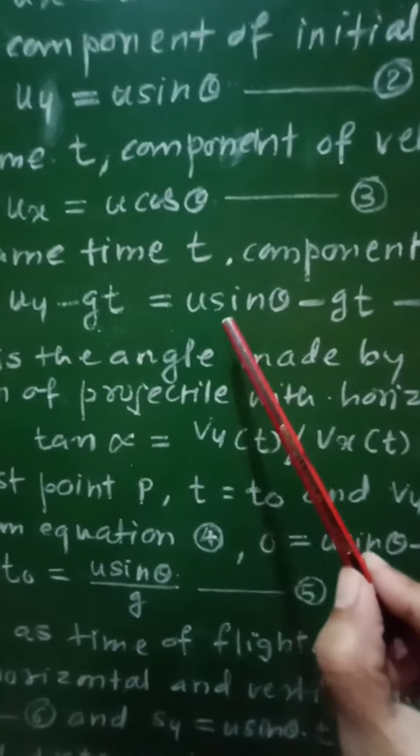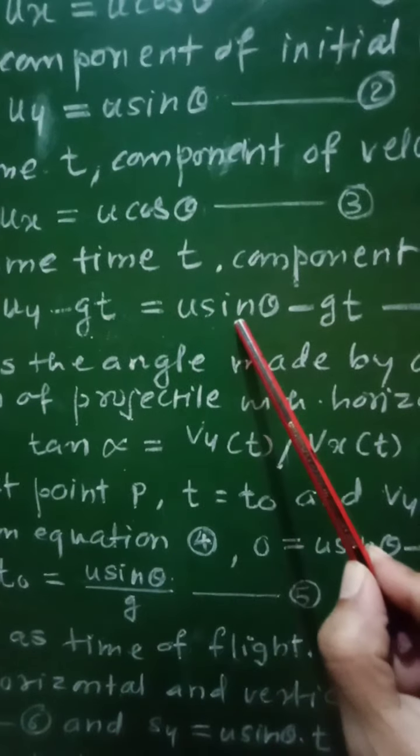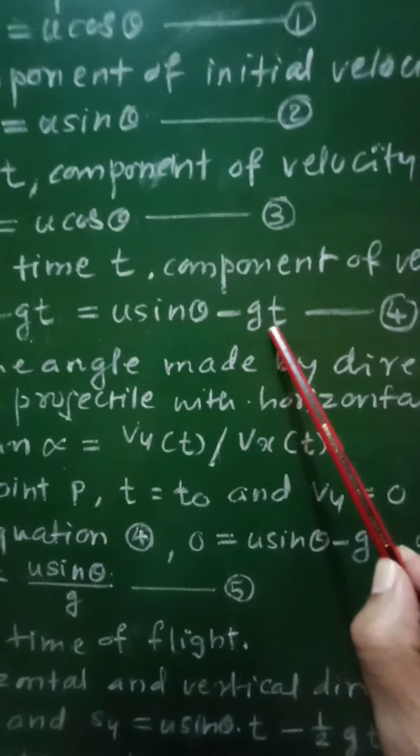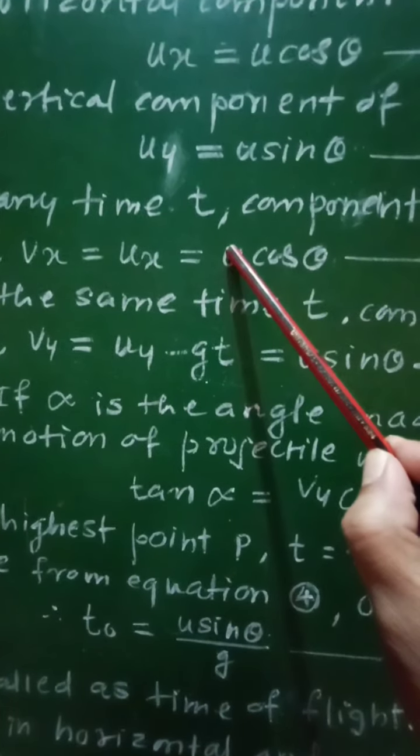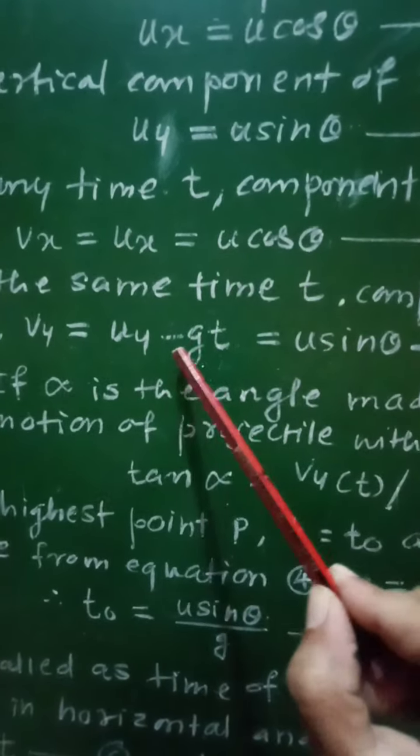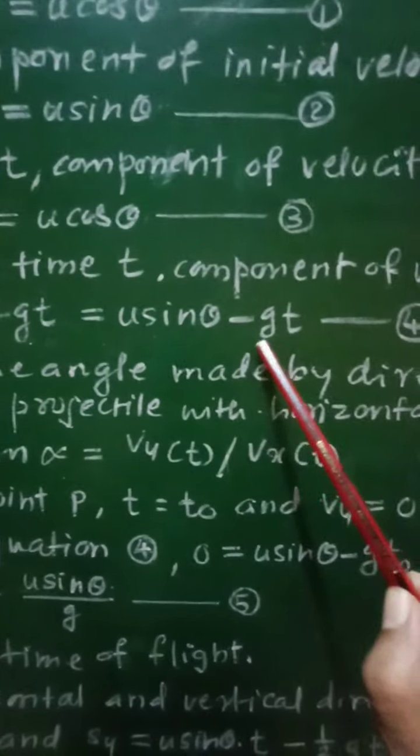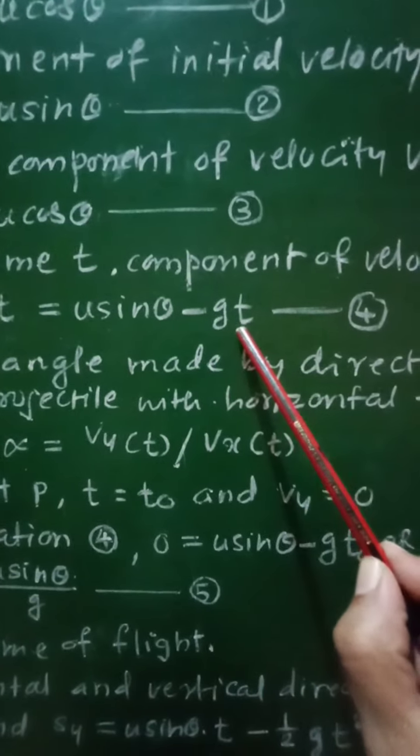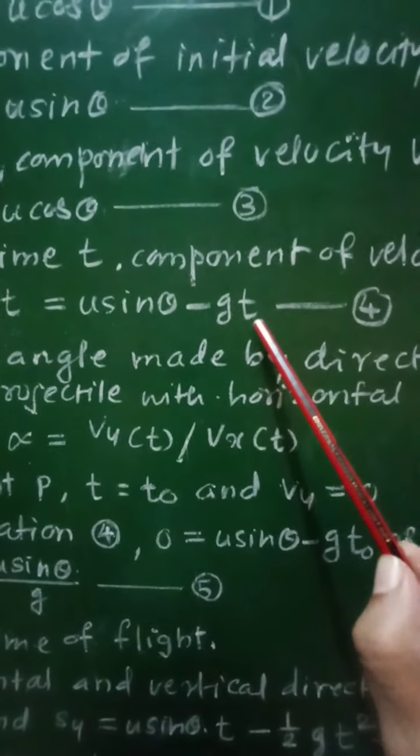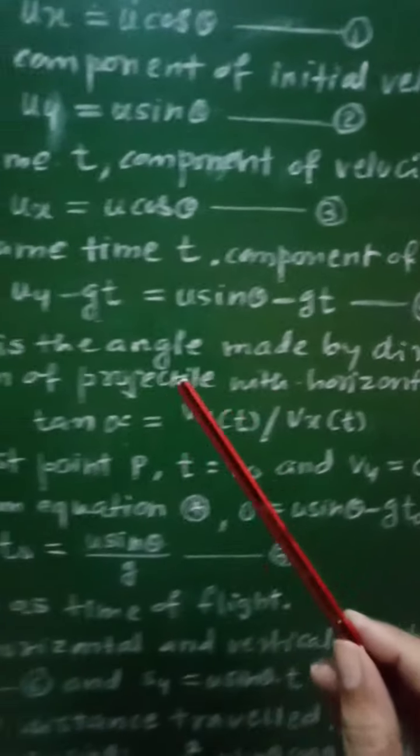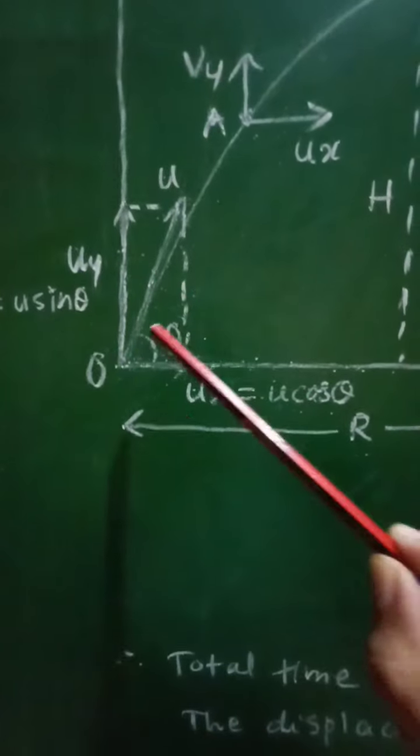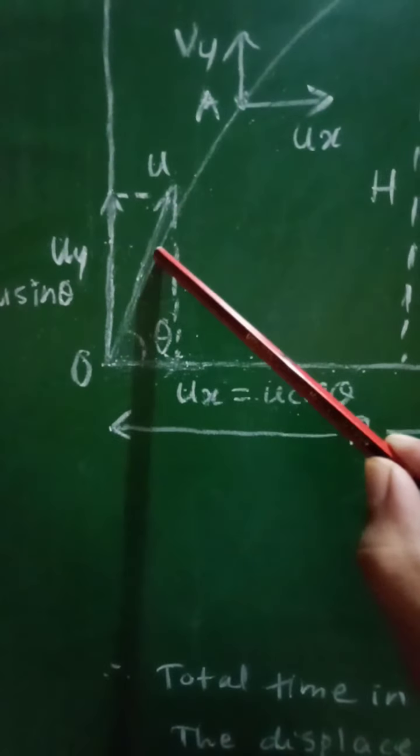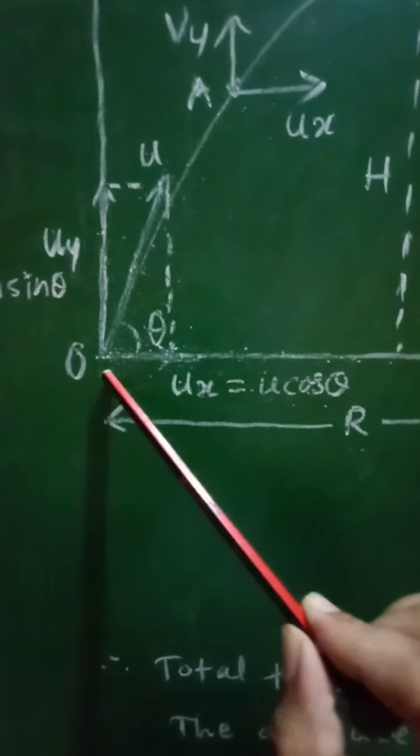It will be written as vy is equal to u sin theta minus gt, equation number 4. So this will represent the horizontal component of velocity, and this will represent the vertical component of velocity, which is decreased by a factor gt.